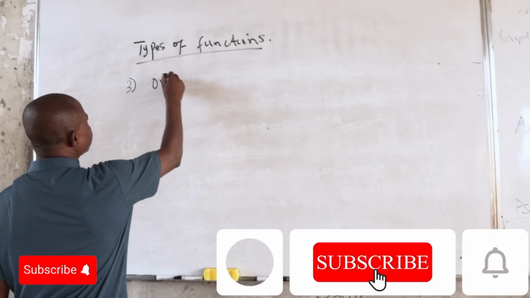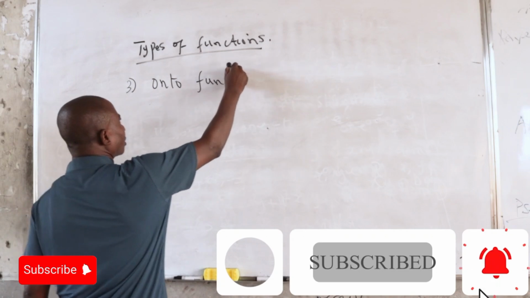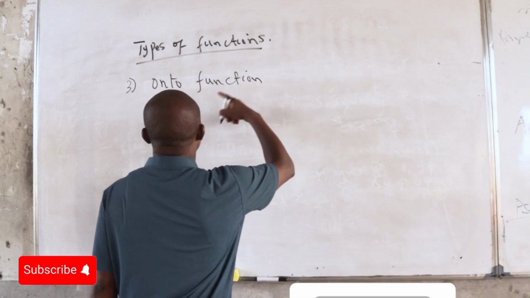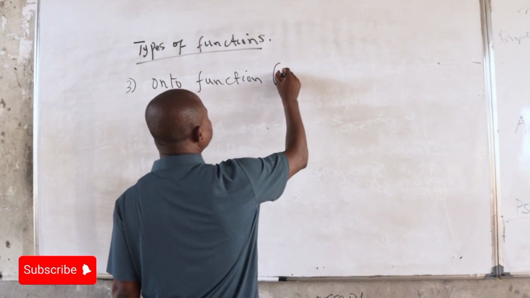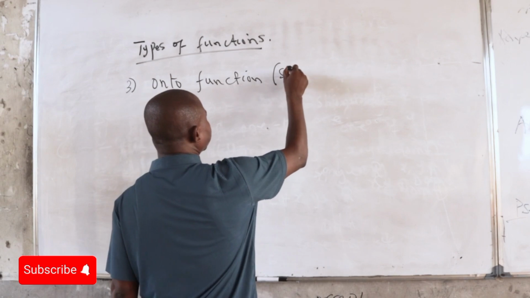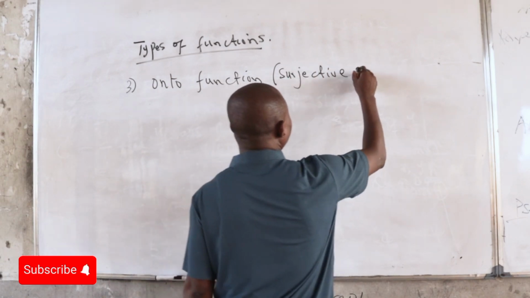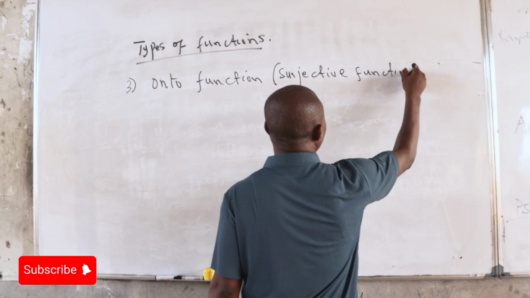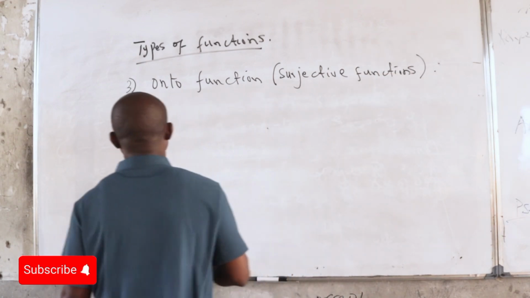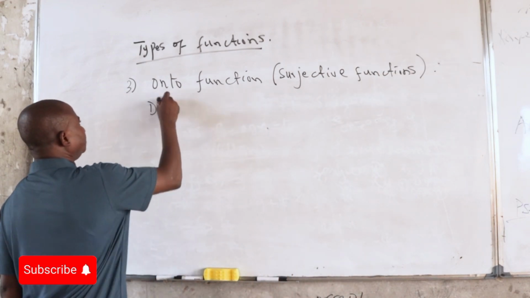Onto functions. Another name for onto functions is surjective. Definition.